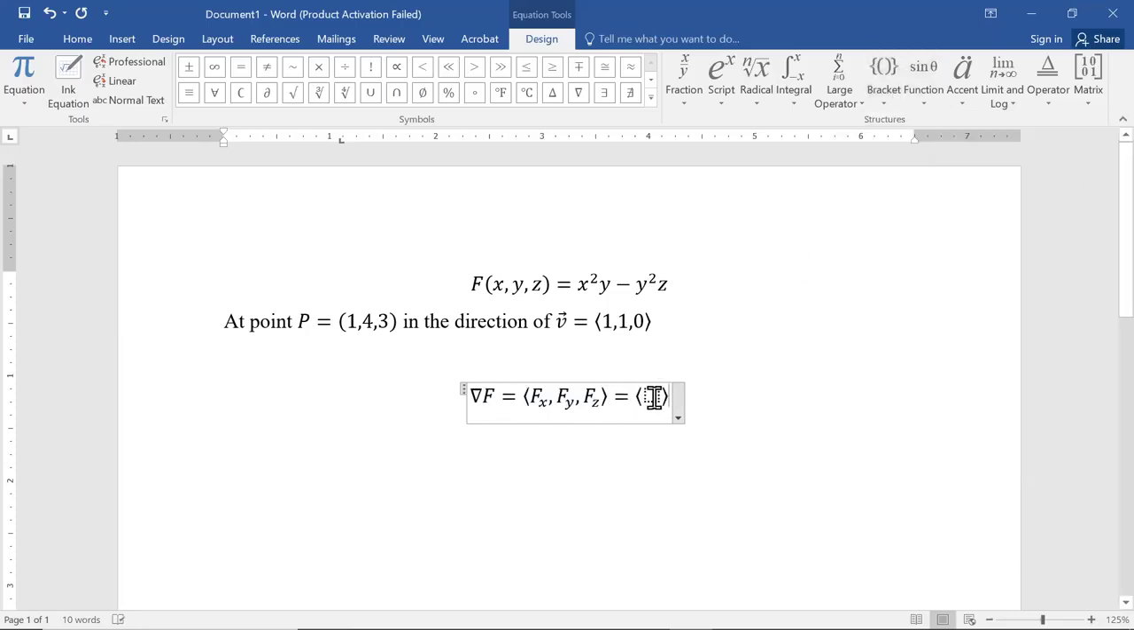So the gradient is going to be the derivative of f with respect to x, which is 2xy plus 0, essentially. The derivative with respect to y is going to be x squared minus 2yz. And the derivative with respect to z is going to be 0 minus y squared, or just negative y squared.